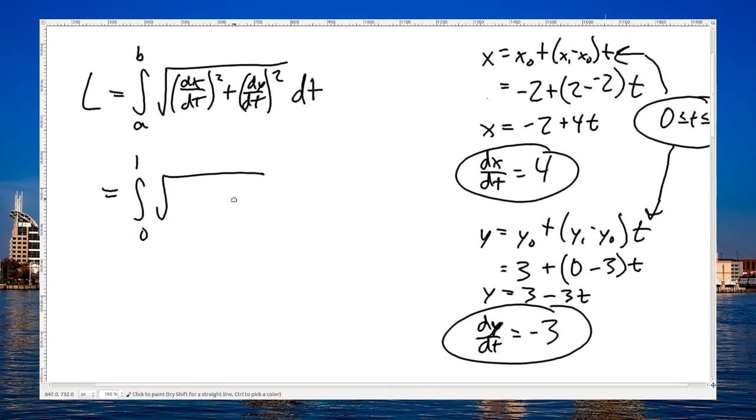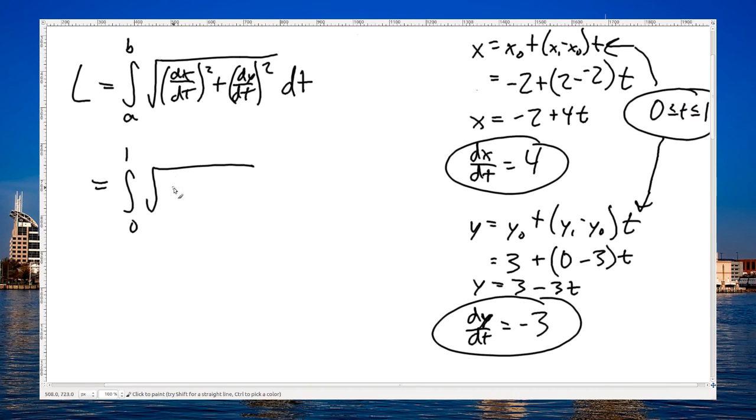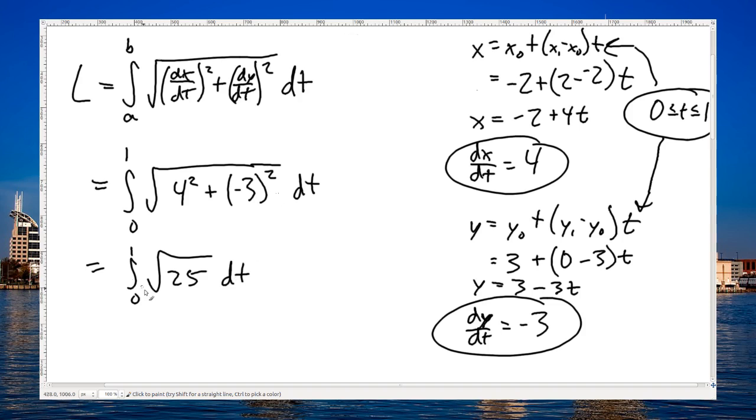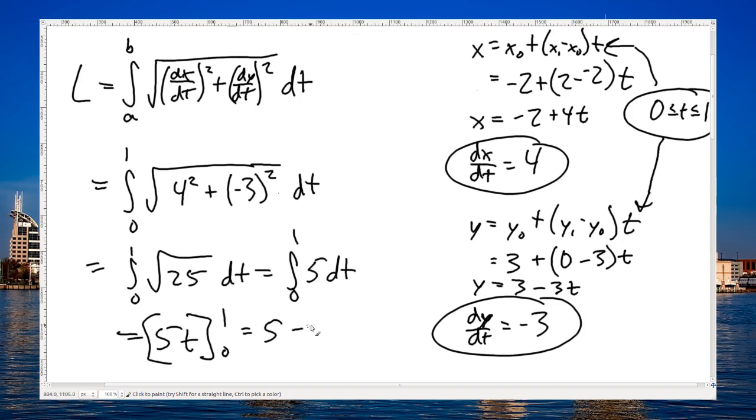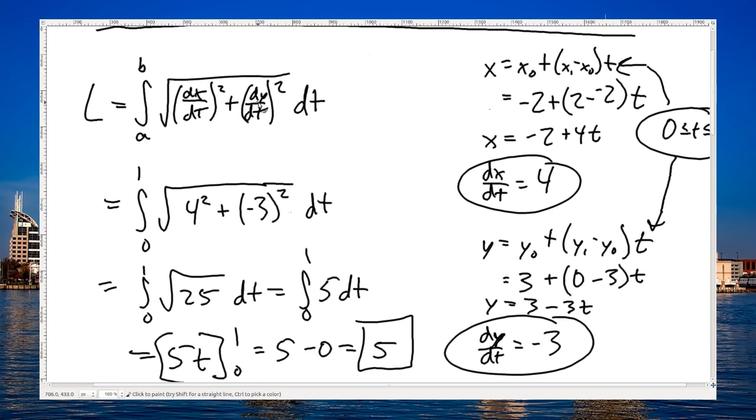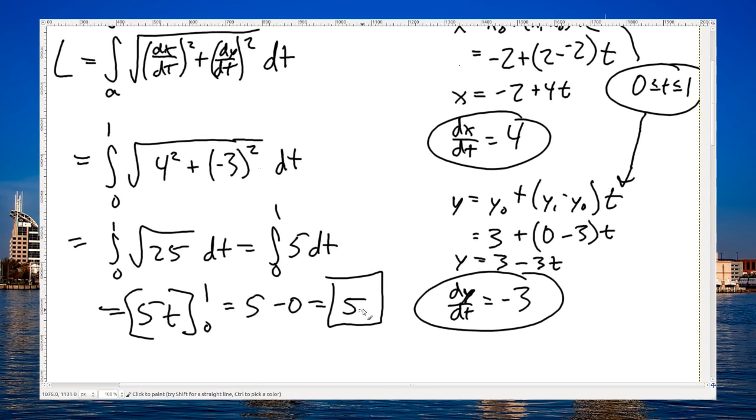Take the square root of dx dt, which is 4 squared, plus dy dt, which is -3 squared. Integral from 0 to 1, square root of that's 25 dt. So that's the integral from 0 to 1 of 5 dt, 5t evaluated from 0 to 1, which is 5 minus 0, which is 5, just as we got from the distance formula. But that shows us that the arc length integral seems to be working for us, at least in this case.